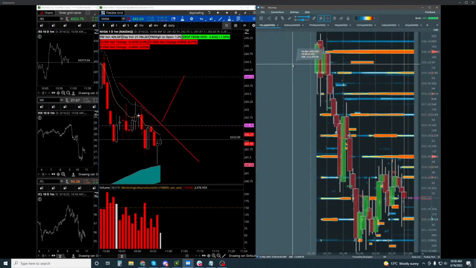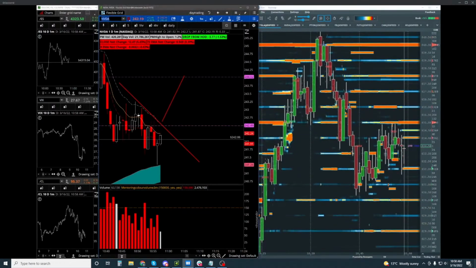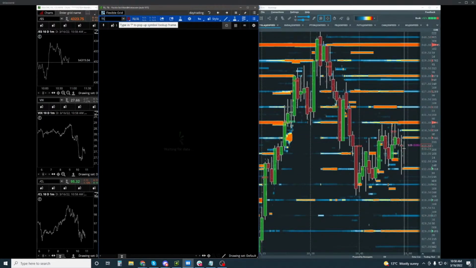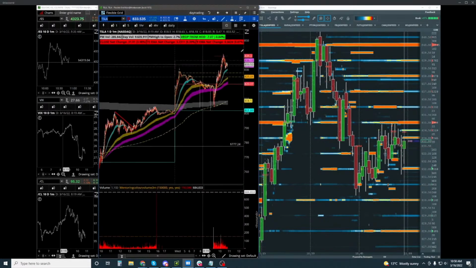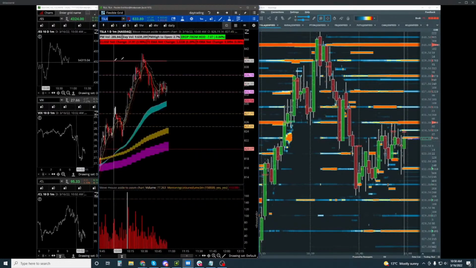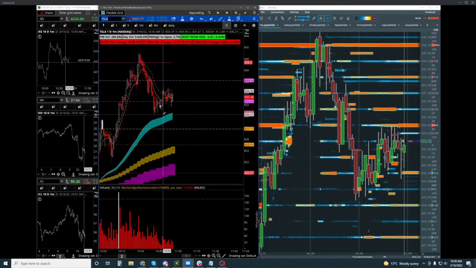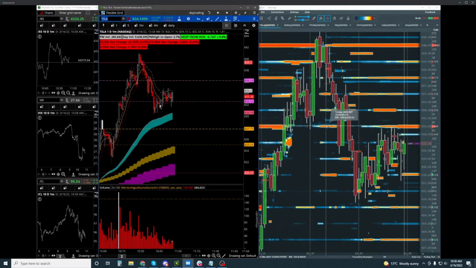Let's also change Tesla 1 second. I want to see if it's moving different. So almost the same, near the J lines. Need to wait for a good curl.